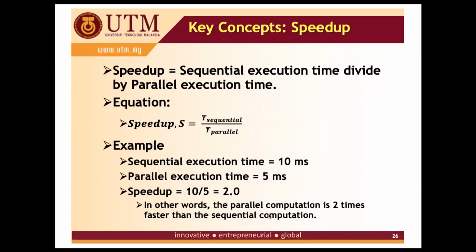And then there's the concept of speedup. Speedup equals sequential execution time divided by parallel execution time. So this is the equation: sequential divided by parallel. For example, if the sequential execution is 10 milliseconds and parallel execution is 5, the speedup is 10 over 5, which is 2. In other words, the parallel computation is 2 times faster than the sequential computation.